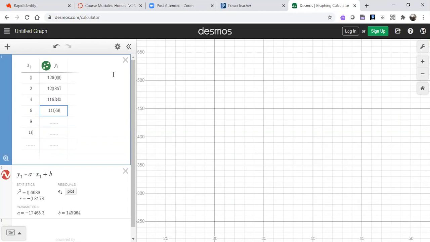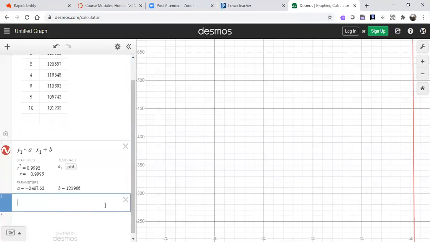110, 693, 105, 743, and 101, 232. All right. So finish the data before you grab the prediction model, which says y equals negative 249.8x plus 126,000. So show you what I'm doing.